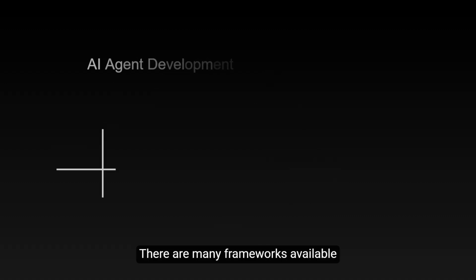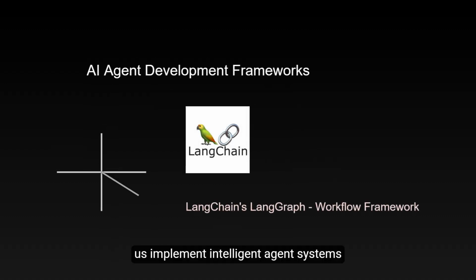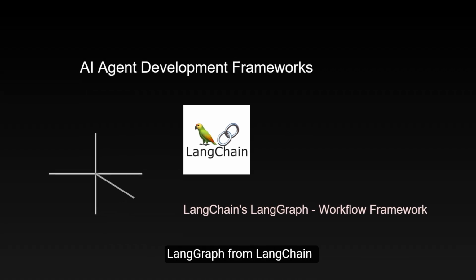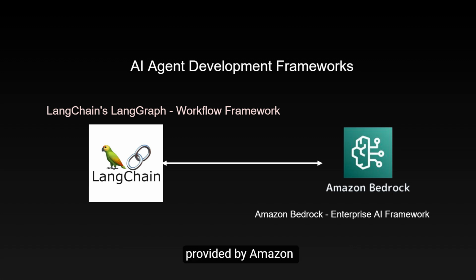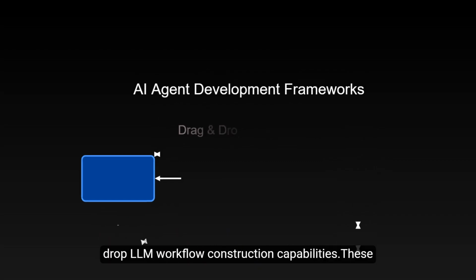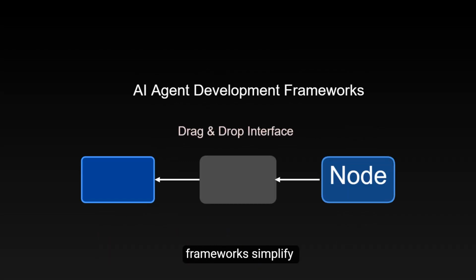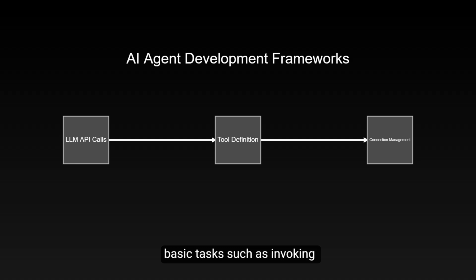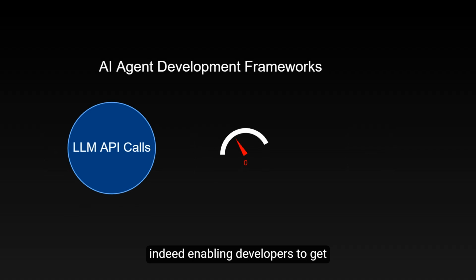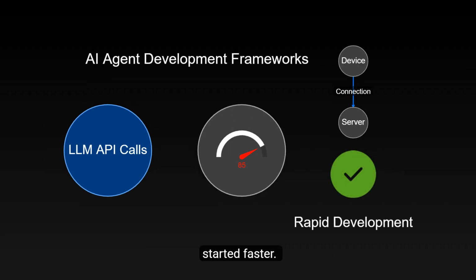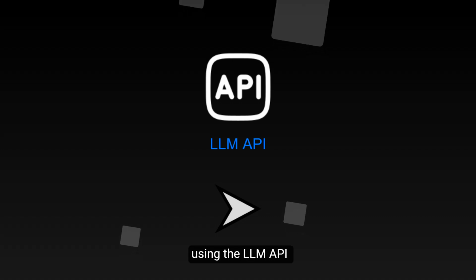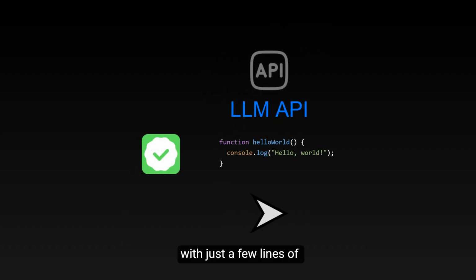There are many frameworks available in the market that can help us implement intelligent agent systems, including the workflow framework LangGraph from LangChain, the AI agent framework Amazon Bedrock provided by Amazon, and graphical interface tools like Rivet and Vellum, which all offer drag-and-drop LLM workflow construction capabilities. These frameworks simplify basic tasks such as invoking LLMs, defining tools, and linking calls, indeed enabling developers to get started faster. However, I suggest developers start by directly using the LLM API because many patterns can be implemented with just a few lines of code.